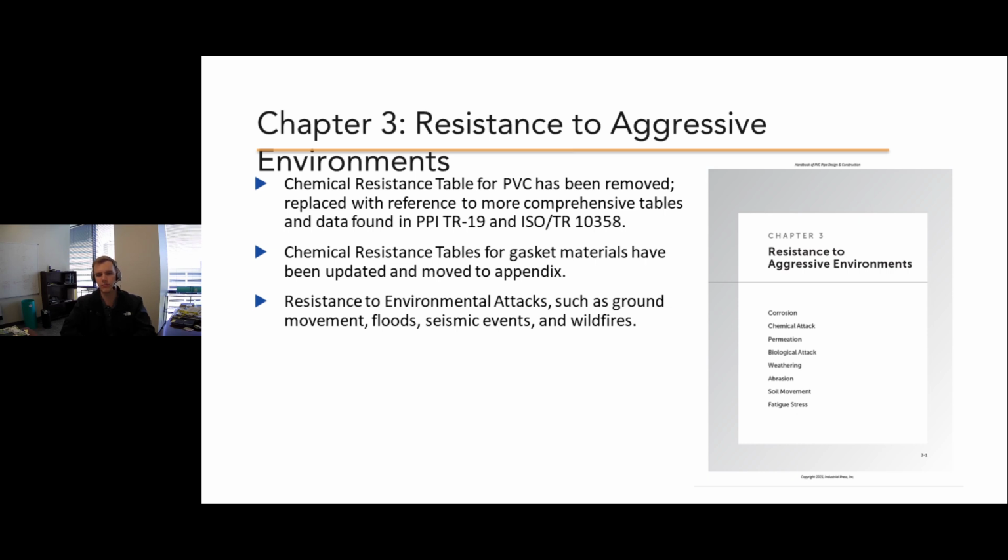We do still have chemical resistance tables for gasket materials. Those have been updated to be current and moved to the appendix just to make the chapter a little more concise. And then some additional topics were added to this chapter, including resistance to environmental attacks such as seismic events, ground movement, flooding, and wildfires.